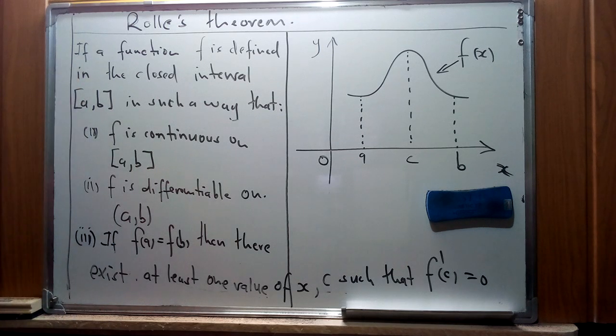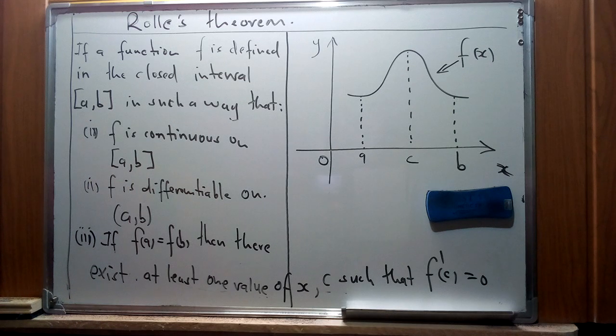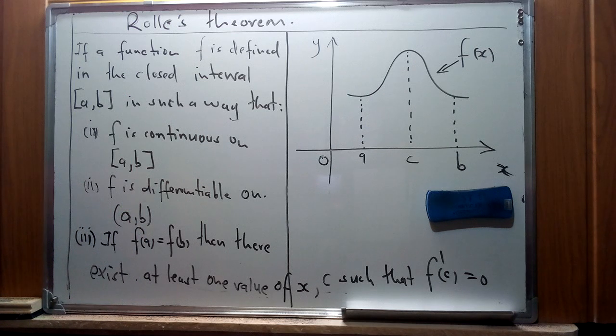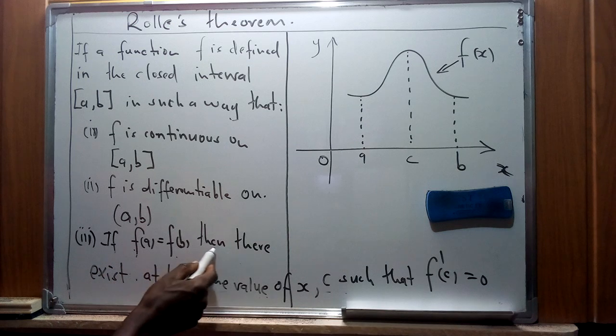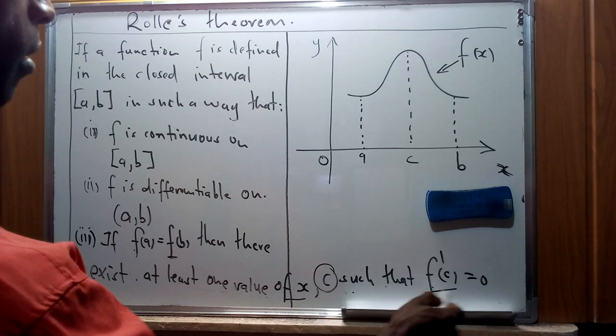It states that if a function f is defined in the closed interval [a, b] in such a way that, first condition, f is continuous on the closed interval [a, b]. Number two, the function is differentiable on the open interval (a, b). And the last one, if f of a is equal to f of b, then there exists at least one value of x, given as c, such that the first derivative at c is equal to 0.